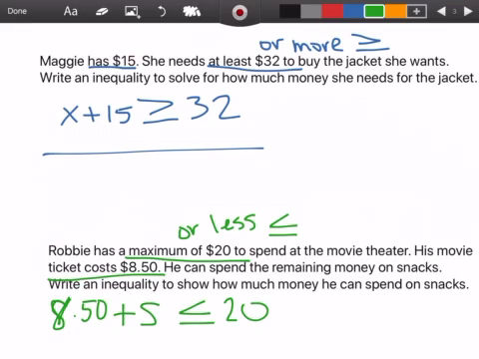All right, these are just a couple of examples. You'll be picking inequalities on your worksheet tomorrow, so I wanted to show you what it looks like.